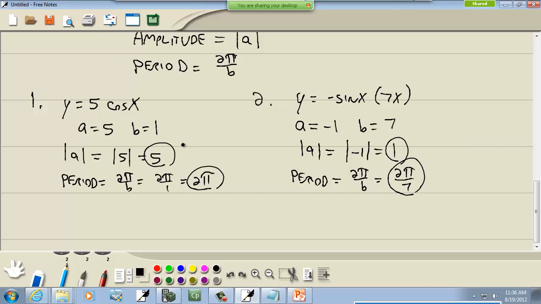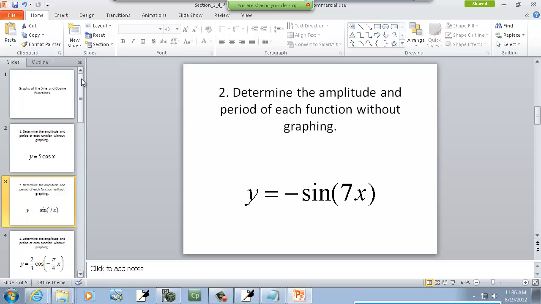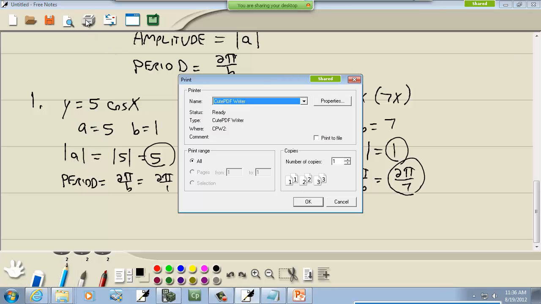Yeah, let me save that. What's this section called? Graphs of the sine and cosine functions.